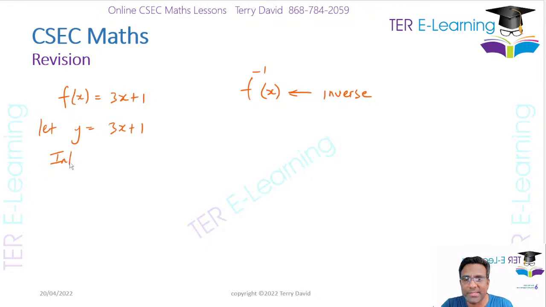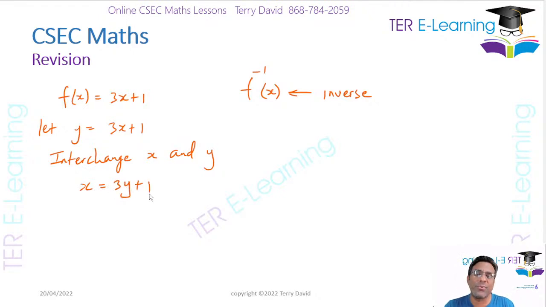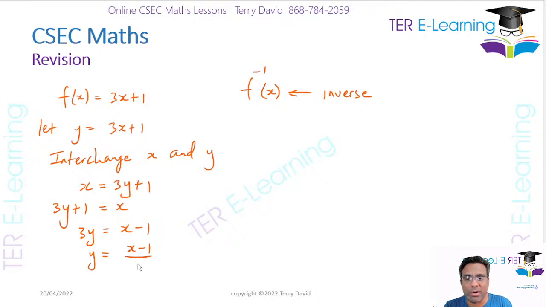The next thing that we do is to interchange x and y. What that simply means is that wherever we see x, we're going to put y, and wherever you see y, you're going to put x. So therefore, x is equal to 3y plus 1. Then we need to make y the subject of the formula. So 3y is equal to x minus 1, and therefore y is equal to x minus 1 divided by 3. The last thing I need to do is to simply write f inverse is equal to x minus 1 over 3.